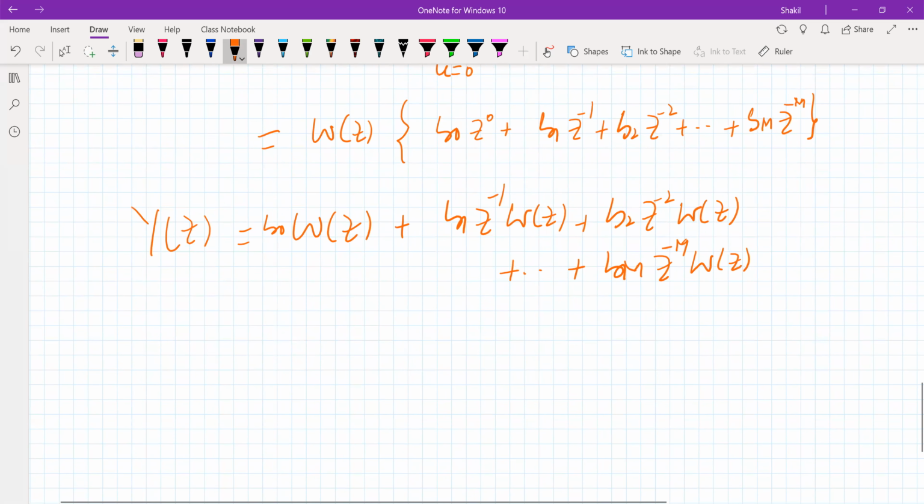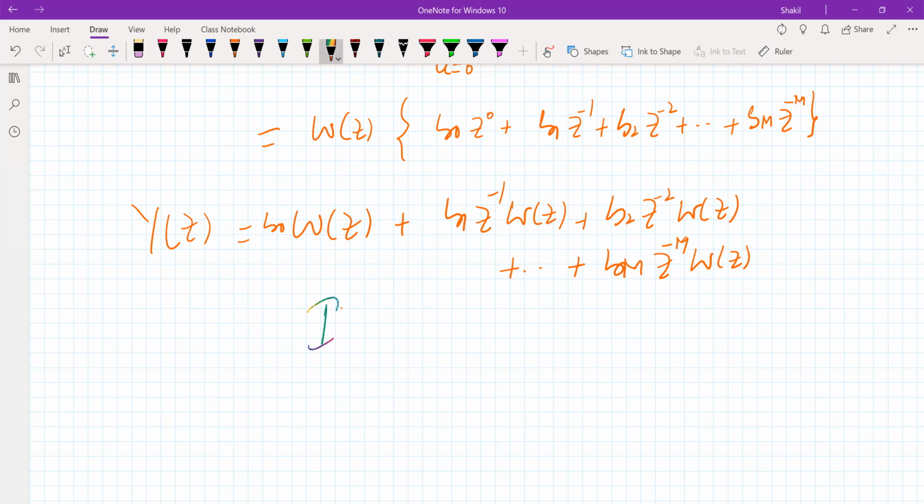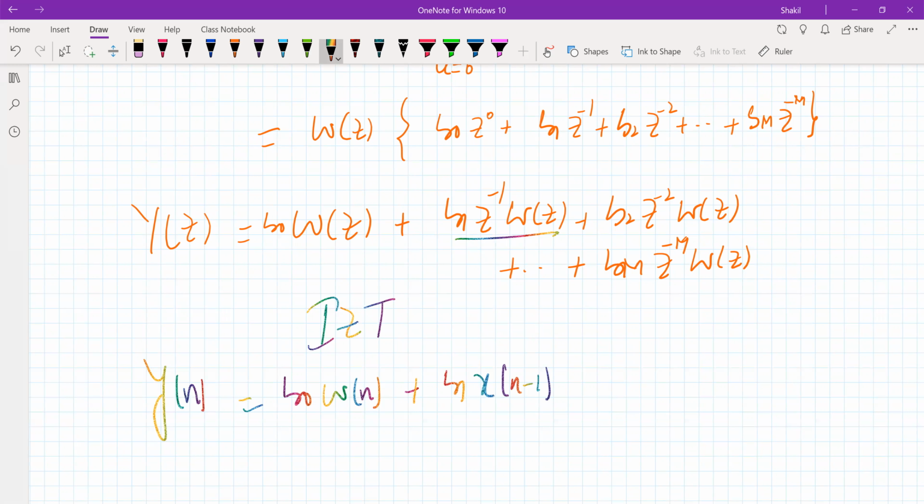Right? Now again taking the inverse z transform, we have y(n) is equal to b_0 w(n) plus b_1 w(n-1) plus b_2 w(n-2) plus so on, b_m w(n-m).